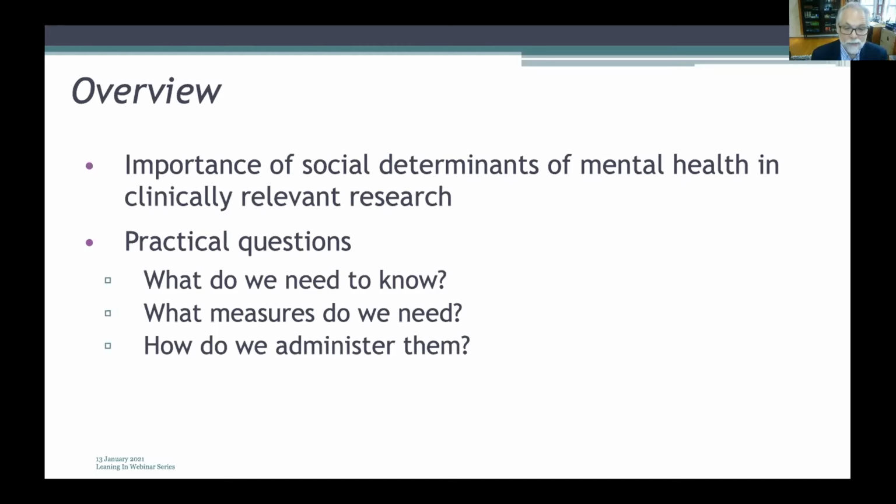And the practical questions that I'll focus on are some of the ones that are related to what Sarah just mentioned. What do we need to know? What measures do we need? And how do we administer them? These questions are very much linked to the 4-stage approach that Sarah just went through, because that is a different way of answering similar questions, a way of coming up with specific answers to these more general questions.